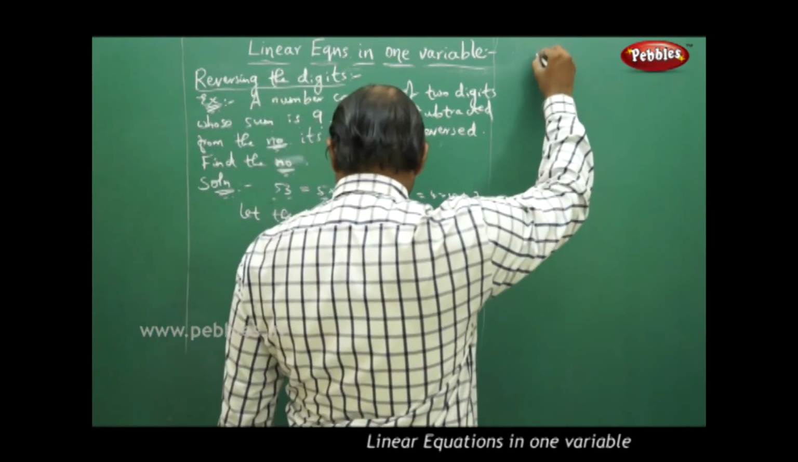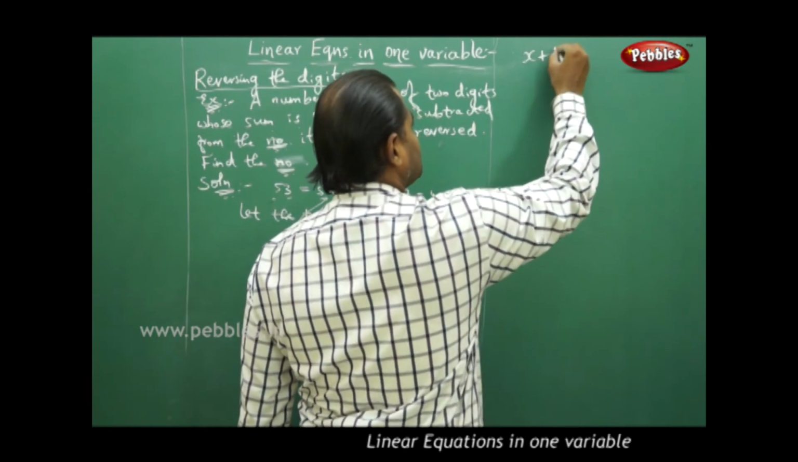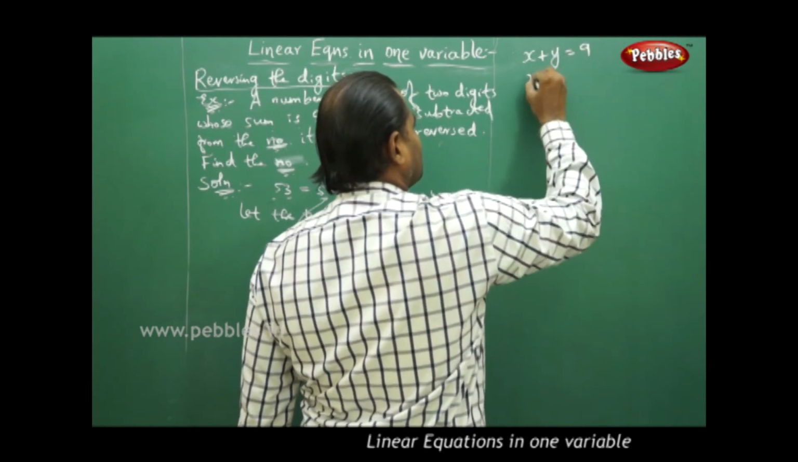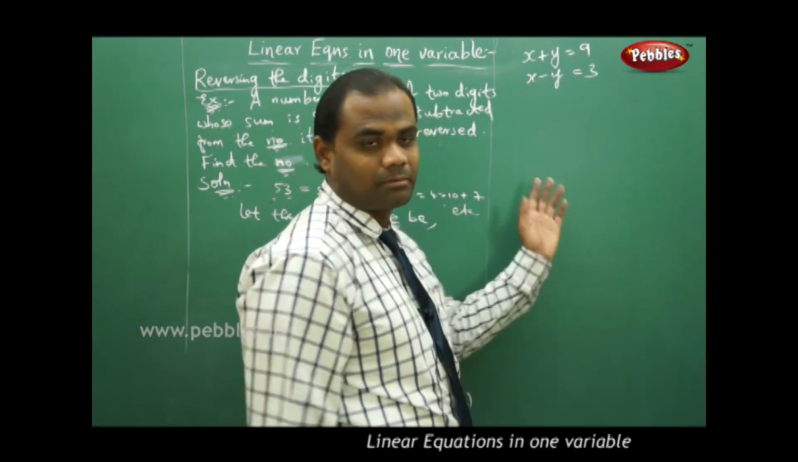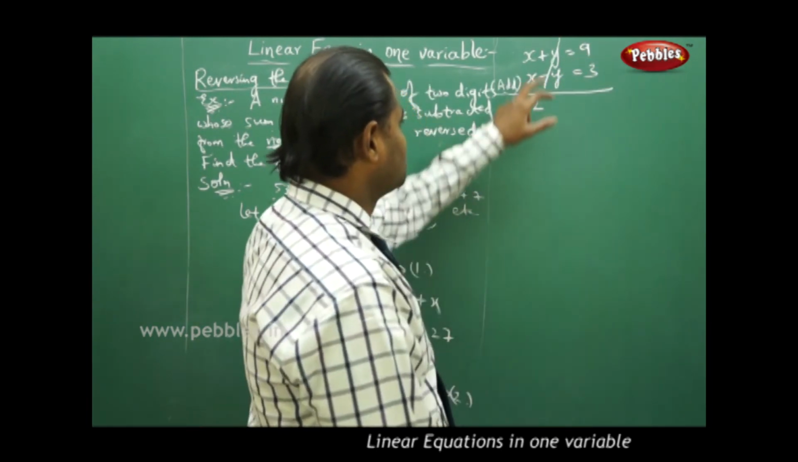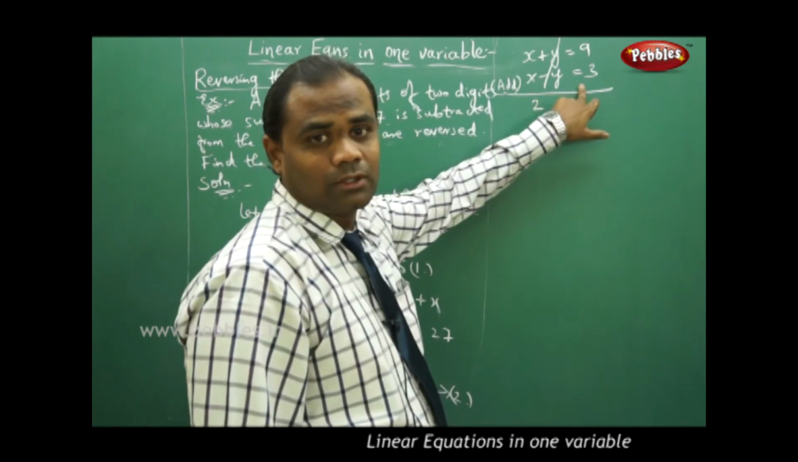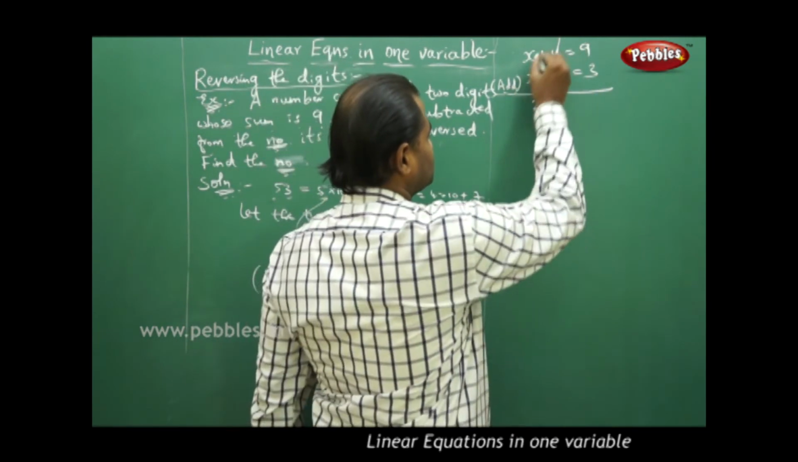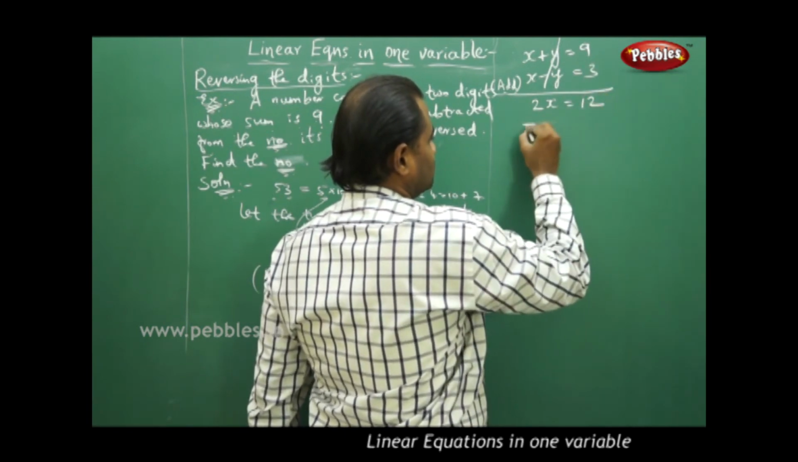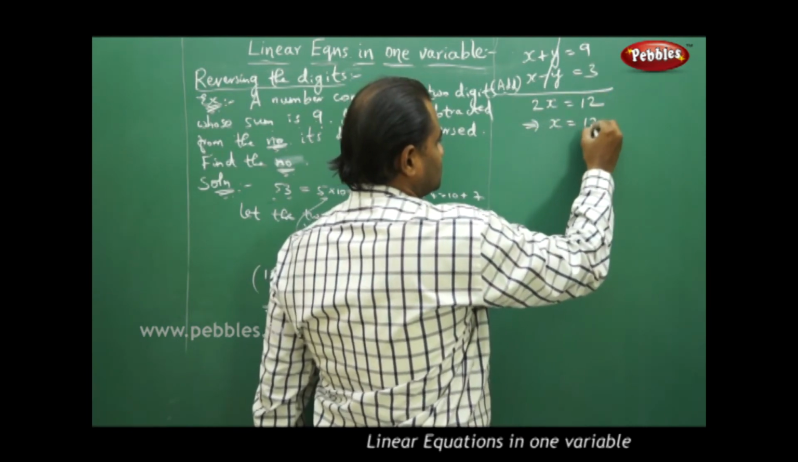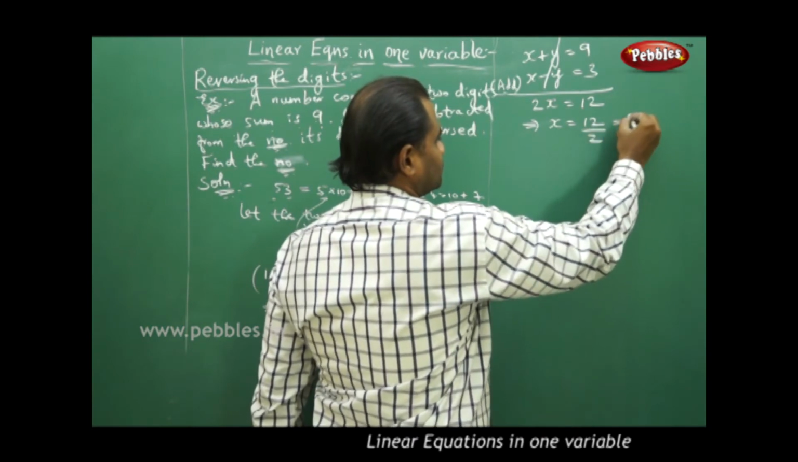So my equation 1 here is x plus y equal to 9 and x minus y equal to 3. So this can be solved by adding. Now here I have two equations which I would like to solve. So I just eliminate y by adding the two equations. I get 2x equal to 9 plus 3, which is 12. So that I get x equals 12 over 2, which is 6.